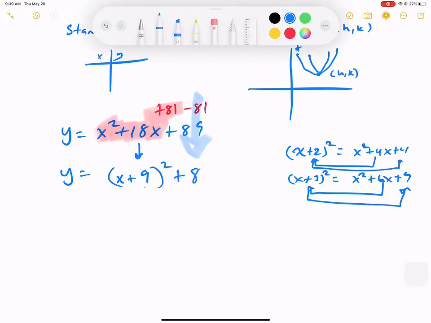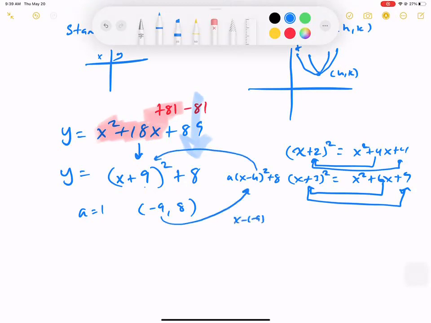So for this graph, we're all good to go. Vertex form says our a value is 1. Our h and k are negative 9 and 8. Why is it negative, Mr. Ko? Because if you remember, the form is x minus h. The negative is already permanently stuck there. So a negative and a negative would force that to be a positive 9. If I put a negative there, x minus negative 9, that would become a plus 9, right? So that's why we do that.